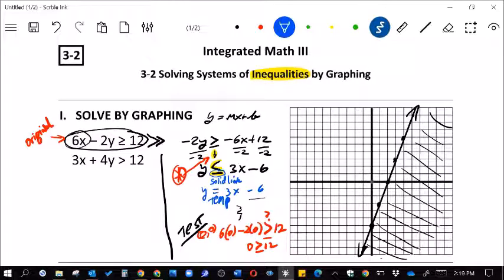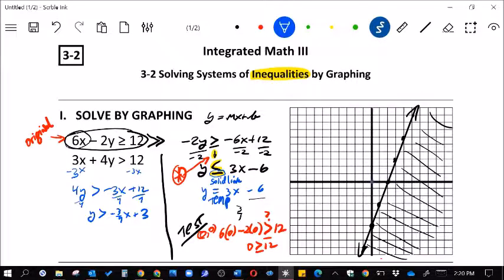I guess I'll do the same thing. I could do an XY table, but I don't think I want to. I think what I want to do is to make it y-intercept form again, for y is greater than negative 3x plus 12. So I'm going to divide by the 4, and y is greater than negative 3 over 4x, and 4 goes into 12 3 times.